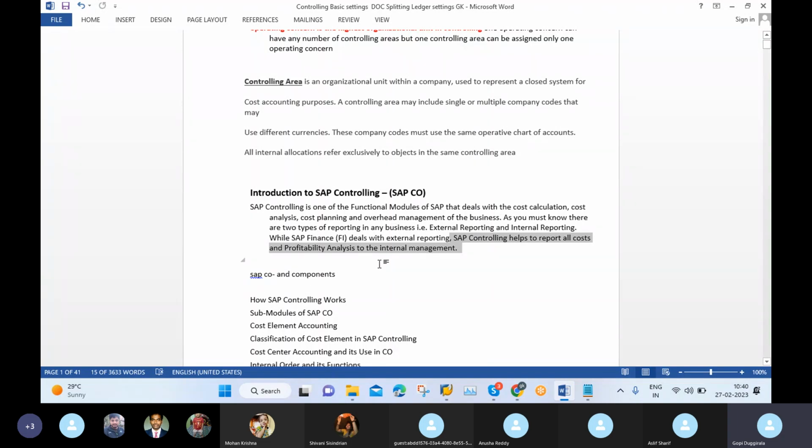So in controlling we can know the cost, and as well you can know how to maintain the profit by using the COPA module. And how will we know the cost? By using the product costing module. That's it. Controlling is very easy. If you understand like this, controlling is very easy, right?